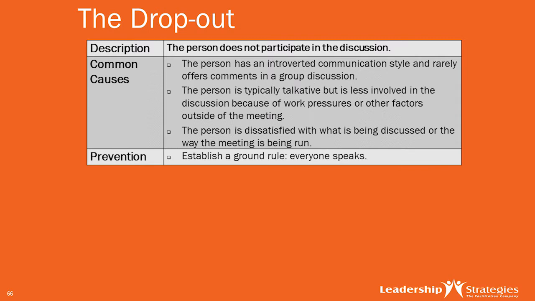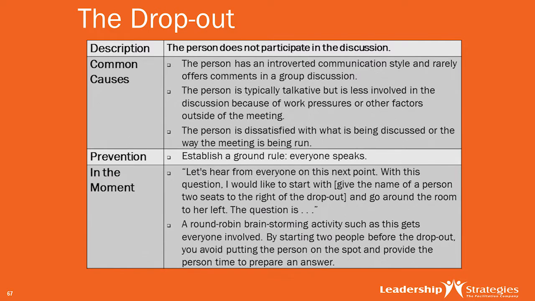So to prevent dropouts, you can establish a ground rule such as everyone speaks. In the moment, however, there are a couple of strategies in particular. One strategy is to say, let's hear from everyone on this next point. With this question, I'd like to start with, and give the name of a person who's two seats to the right of the dropout, and then go around the room to her left.